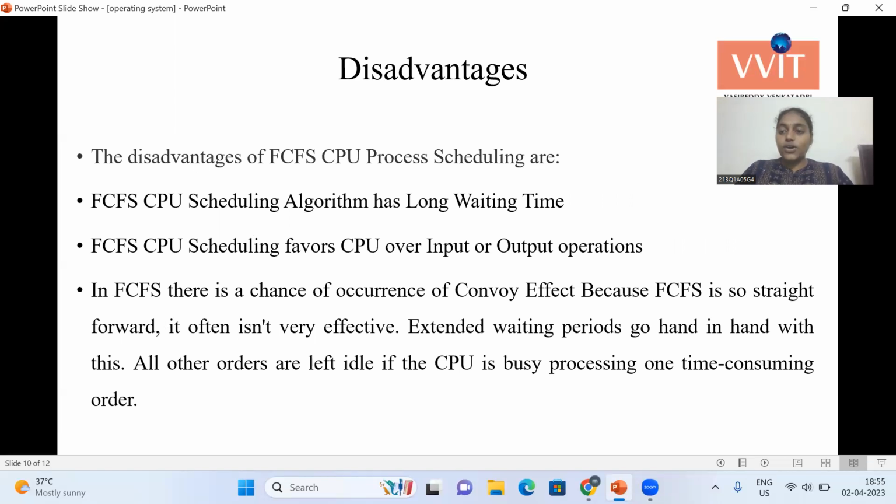Next, this algorithm also has disadvantages. So the disadvantages of first come first serve CPU process scheduling are: this algorithm has long waiting time. This algorithm favors CPU over input or output operations. In this algorithm, there is a chance of occurrence of convoy effect. Because it is so straightforward, it is not always very effective. Extended waiting periods go hand in hand with this, and all other orders are left idle if the CPU is busy processing one time consuming order.